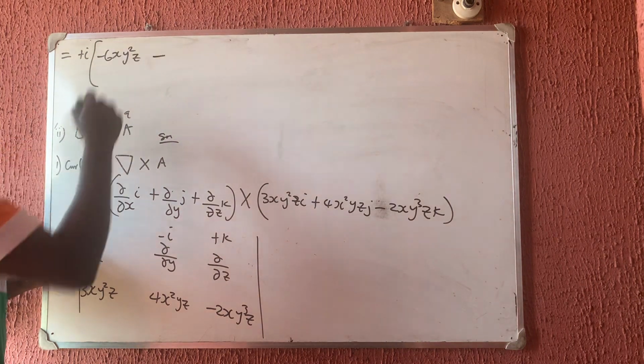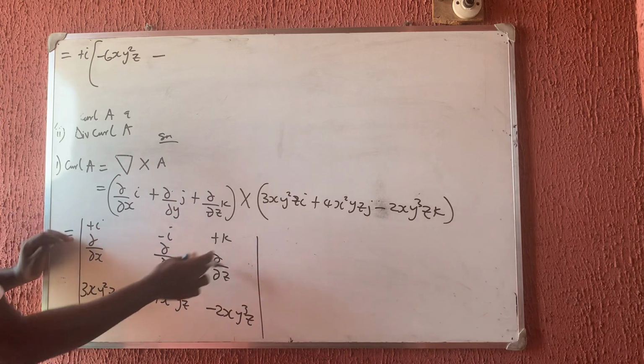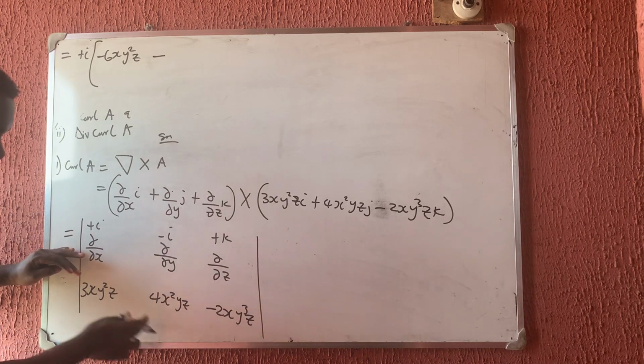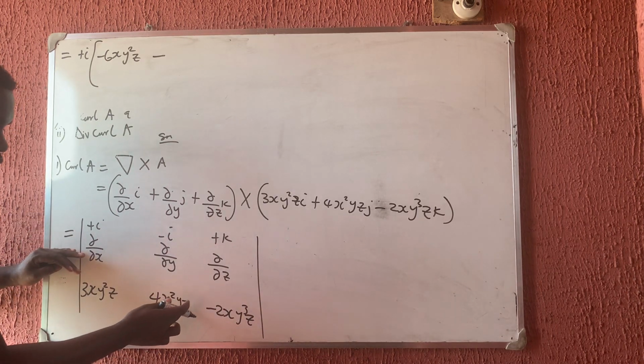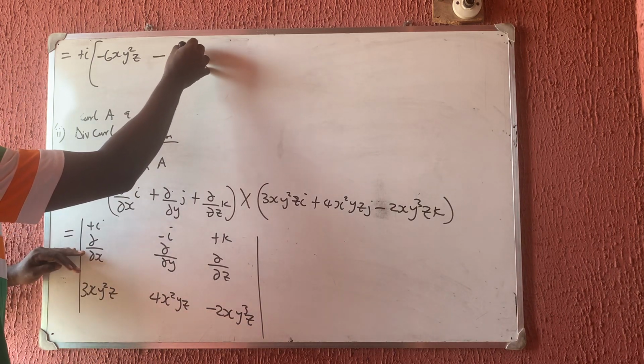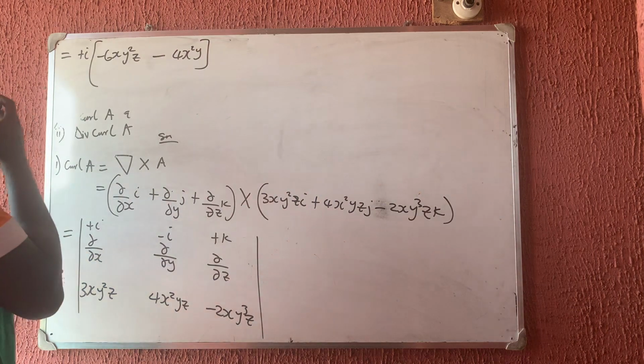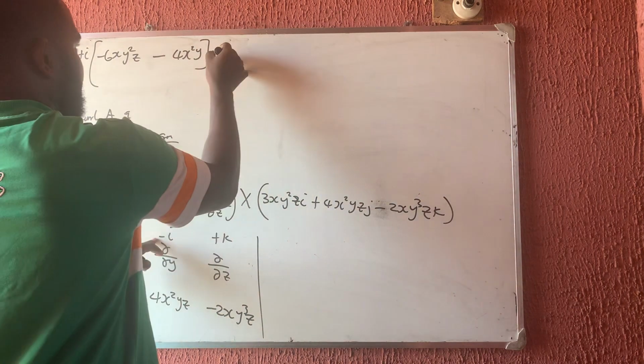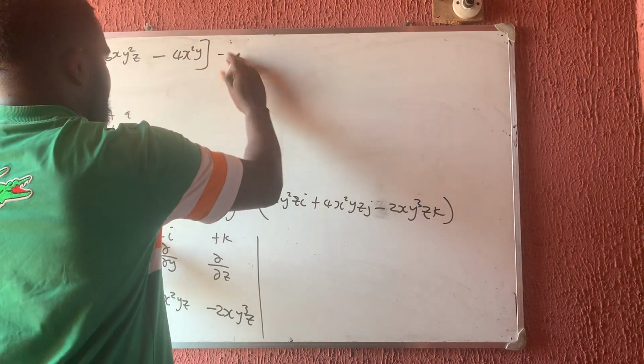Okay, minus this one meeting this means differentiating with respect to z. And this z does not have a power, so the differentiation is just the coefficient, which is 4x squared y. Okay, you close. So the next one I'm picking is minus j.